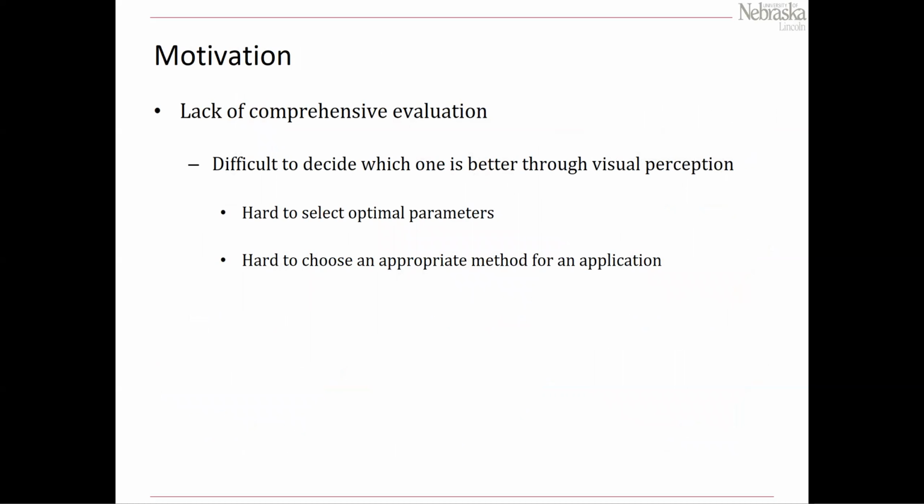Unfortunately, there is still a lack of comprehensive evaluation, and it is difficult to decide which algorithm is better through visual perception. It is also very hard to select the optimal parameters. As you saw in the previous slides, the visualization results are affected by many factors, like the number of iterations, number of sampling points, and the size of kernels. How can we suggest that users select the optimal parameters to generate the result?